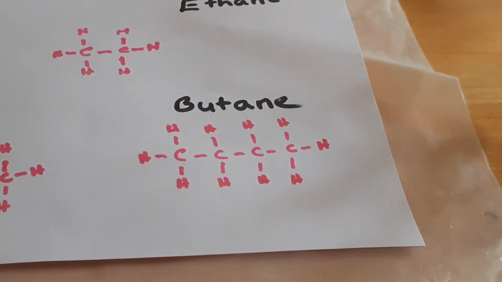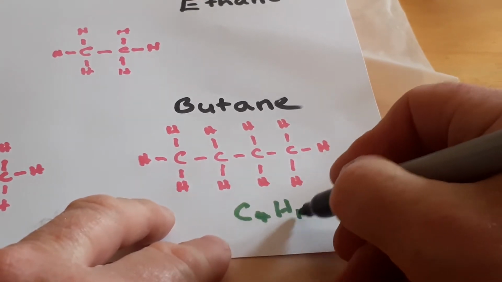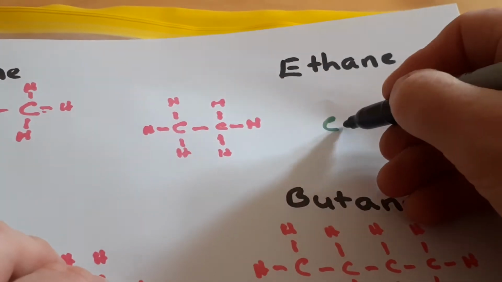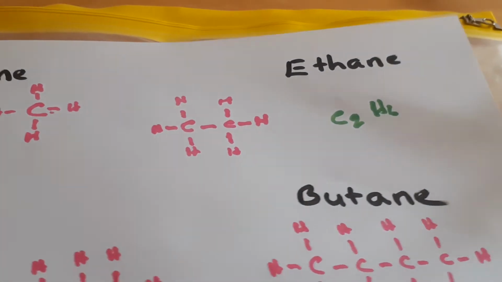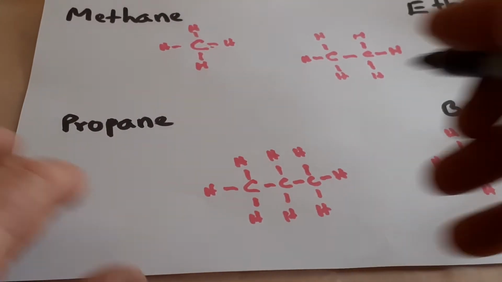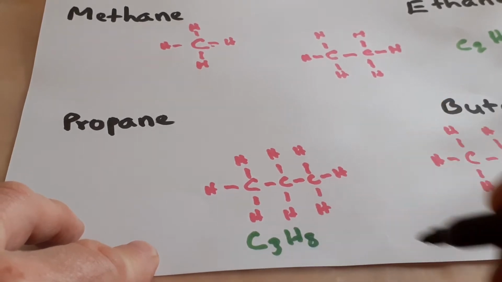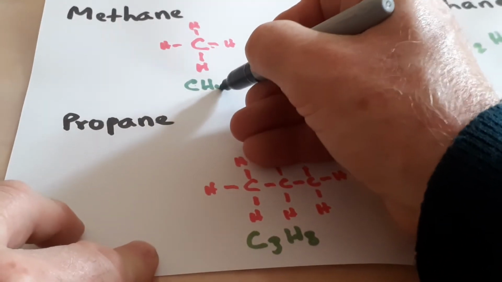Like so. Now, the formula of this group. If we look at them, this is C4H10. Let's look at the others now. Ethane is C2H6. And propane is C3H8. And methane is CH4.